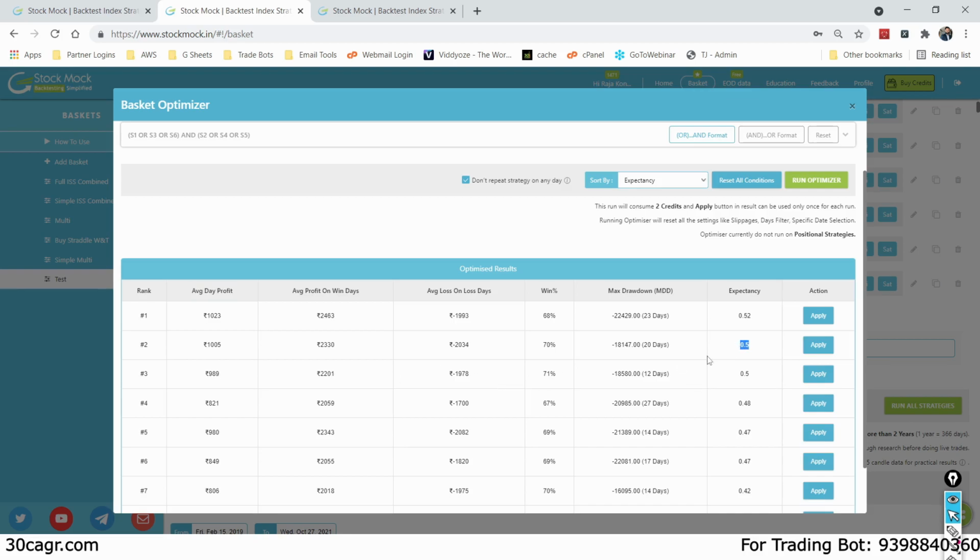So don't simply go and pick the top row. Look at various things, like if the average day profit is increasing by 10% or 20% while sacrificing just a little bit of expectancy, or whatever is the metric of your interest, then try to pick that. Or if the win percentage is so much higher, or this max drawdown is way lesser than the first row, try to pick those. You have to look at the right combination. Don't look at a single metric. Look at the combination and then see what suits your trading style.